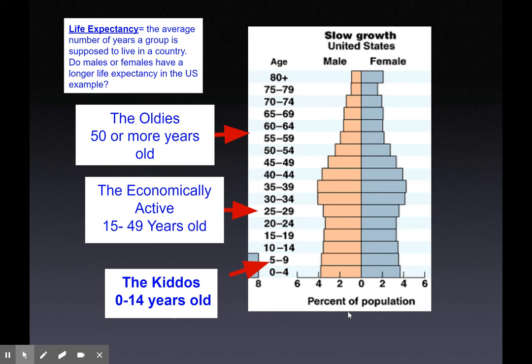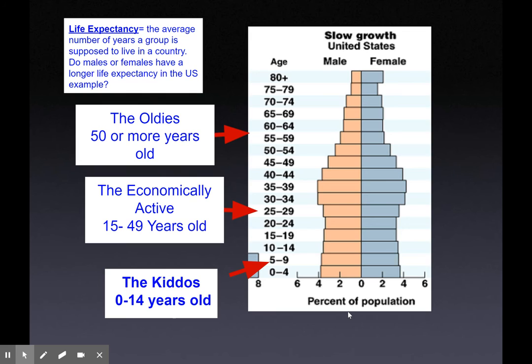Here's another map, our population pyramid. A term you're going to hear us use a lot is life expectancy. Some of you may know it, but it's the average number of years a group is supposed to live in a country. So the life expectancy of a male in America might be different than the life expectancy of a woman in America. Women tend to live longer, so they might have different life expectancies.